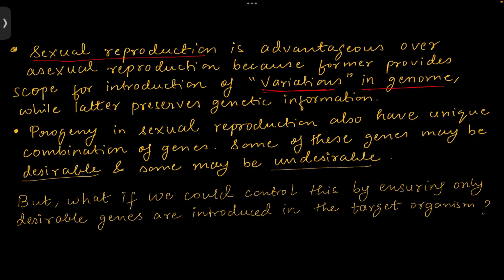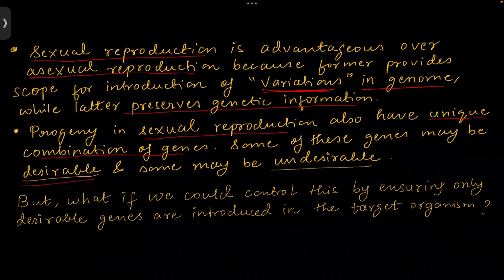So the introduction of this variation is made possible when sexual reproduction happens. Whereas when there is asexual reproduction, there is no process like recombination, right? Because of which the genetic information is very well preserved. Progenies that are made as a result of sexual reproduction have a unique combination of genes, due to the process of recombination. Now some of these combinations of genes may be desirable and some may be undesirable.